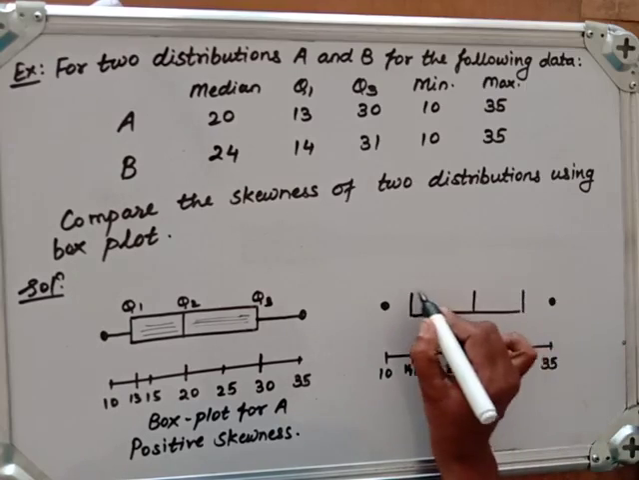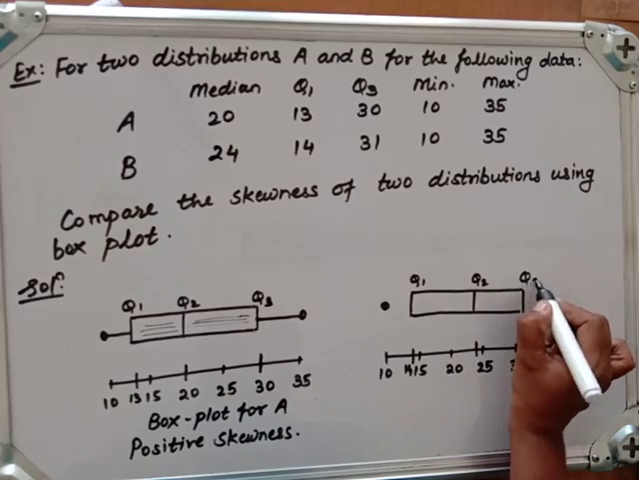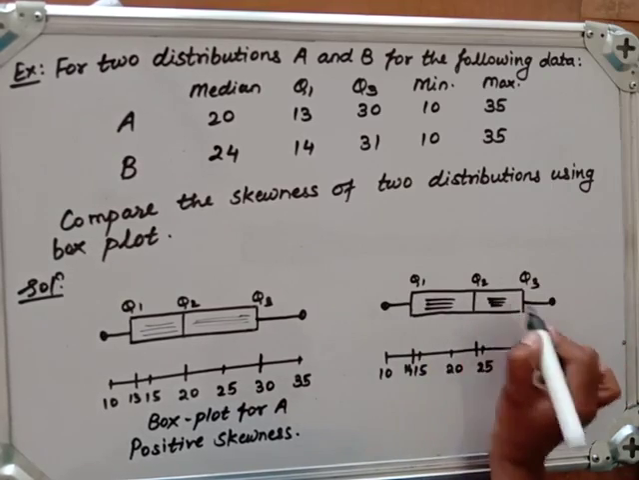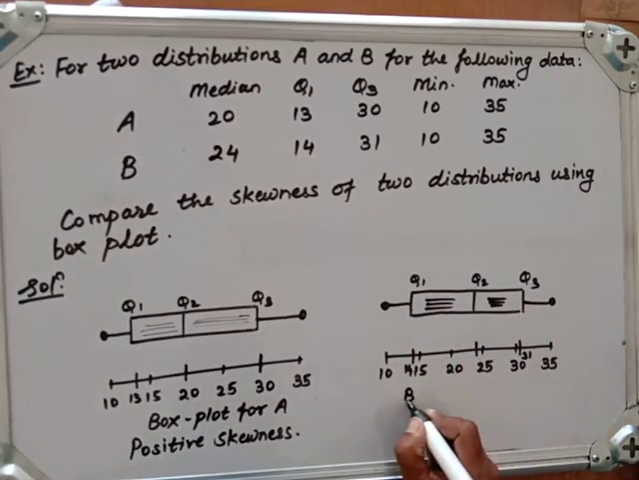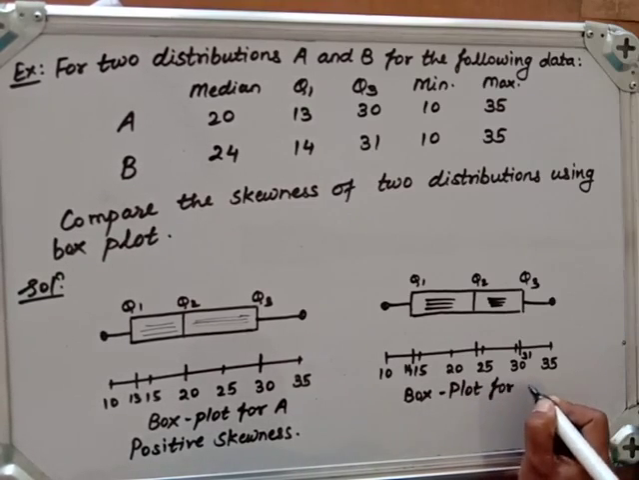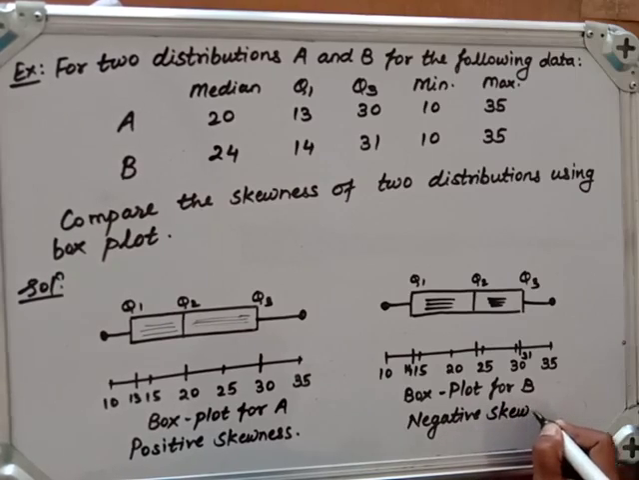So let us prepare a box here. This is Q1, Q2 and Q3. Now look at them carefully. Here this difference is bigger than this one. So this is a box plot for B, and this shows negative skewness. As such we can determine the skewness from the box plot also. Now let me take the next example.